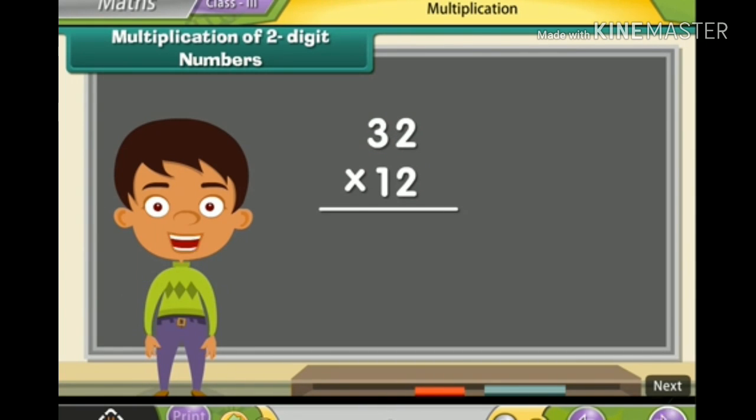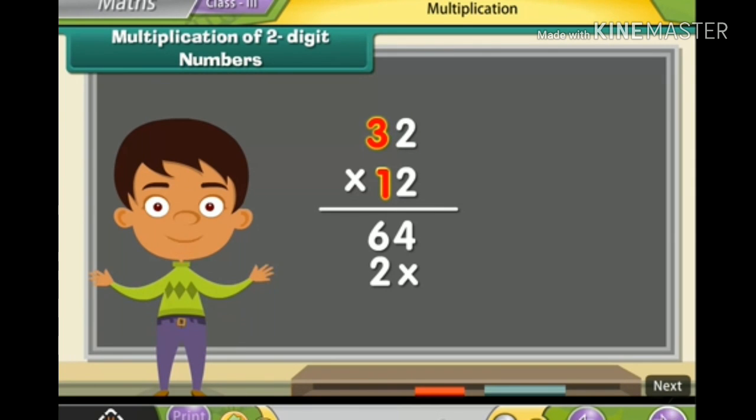1. Multiply 2 by 2 to get 4. Write 4 below the line at the ones place. 2. Then multiply 3 by 2. Answer is 6. Place 6 below the line at the tens place. 3. Mark a cross below 4. 4. Multiply 2 by 1. Place the 2 below 6. Multiply 3 by 1. Place the 3 to the left of 2.